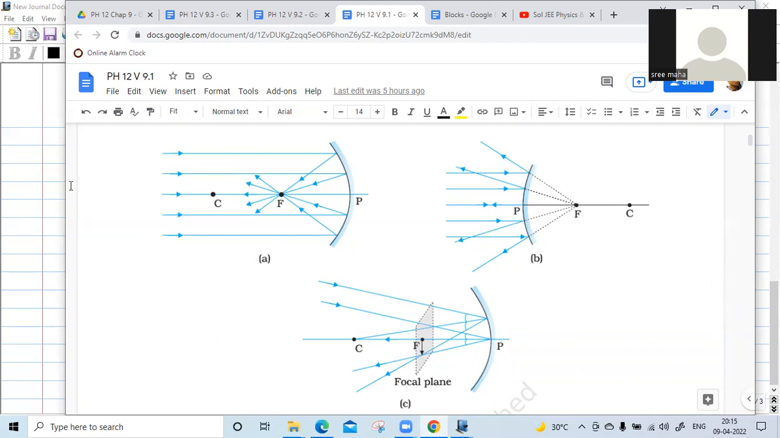For the concave mirror, the object is somewhere far away, so the whole beam will get converged here. Here it will get diverged. I can replace this whole thing by a point object at this point, the focal point here.